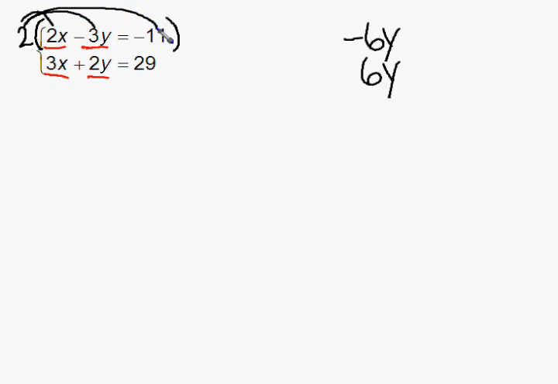Now, it doesn't matter which variable you choose to eliminate. If you have a coefficient of 1, it does simplify the process, and we don't have a coefficient of 1 in this system. But if you look at your y's, their signs are opposites. One's negative and one's positive. So for that reason, I'm going to choose to eliminate my y's.